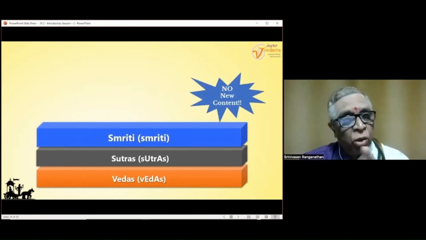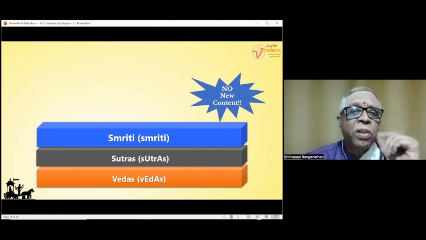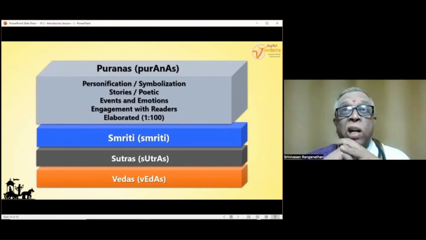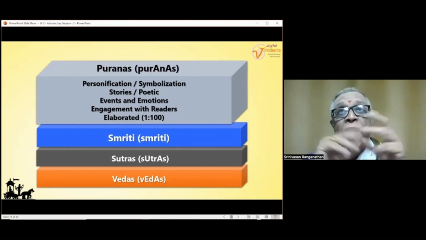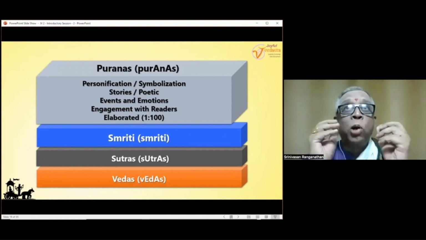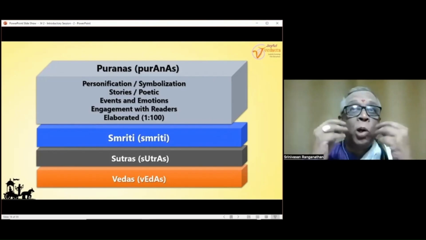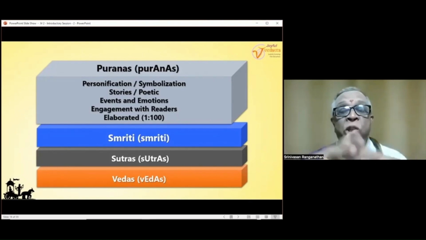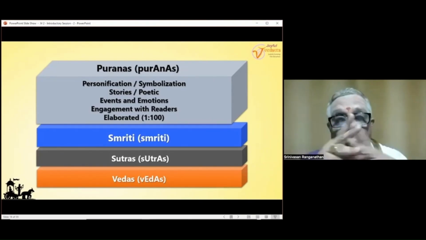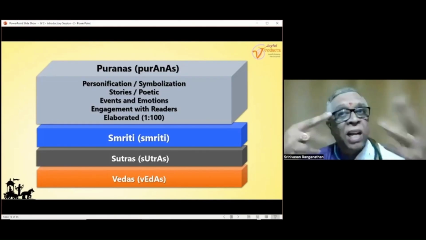Again, here there is no new content, right? Came the Puranas. So Puranas, two capital A's there. It's not Purana, it is Puranas, right? So here you talked about personification. You brought in a Shiva, you brought in a Vishnu, you brought in a Muruga, you brought in demons, you brought in Devas, you brought in a whole lot of these people because people can connect to it, right?